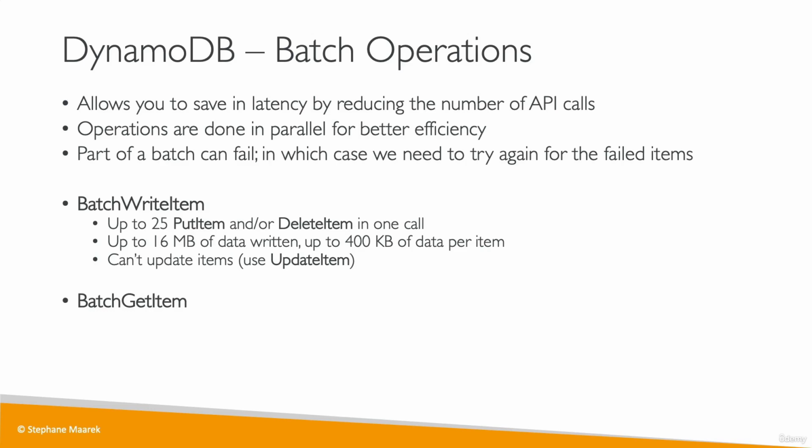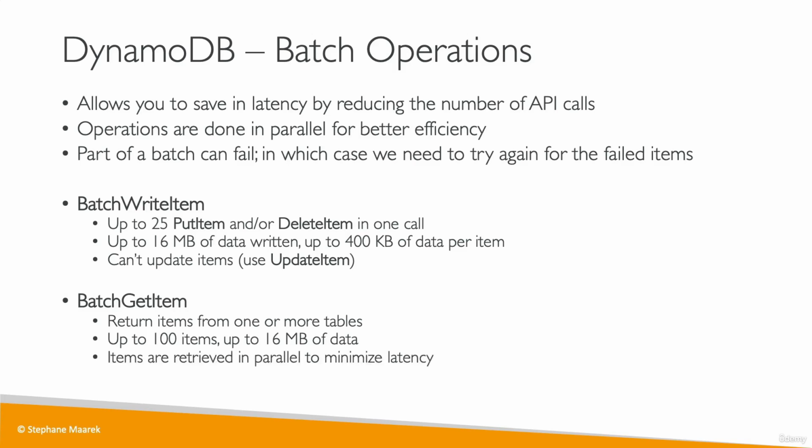And then you can do batch get item, which is to read items from one or more tables at a time. You get up to 100 items back, up to 16 megabytes of data. And the items are going to be retrieved in parallel to minimize latency.